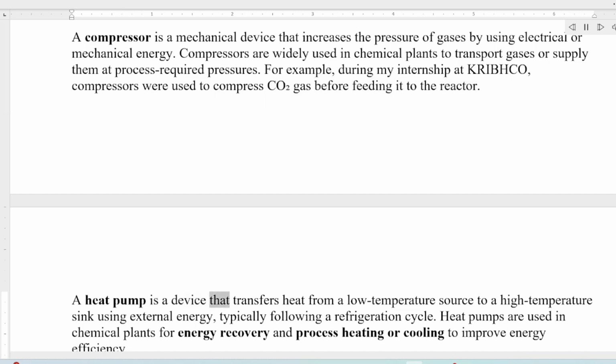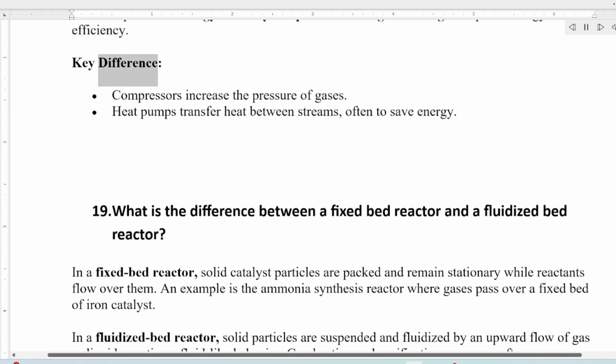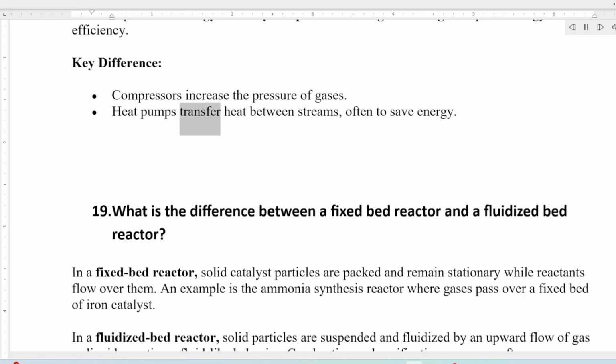A heat pump is a device that transfers heat from a low-temperature source to a high-temperature sink using external energy, typically following a refrigeration cycle. Heat pumps are used in chemical plants for energy recovery and process heating or cooling to improve energy efficiency. Key difference: compressors increase the pressure of gases. Heat pumps transfer heat between streams, often to save energy.